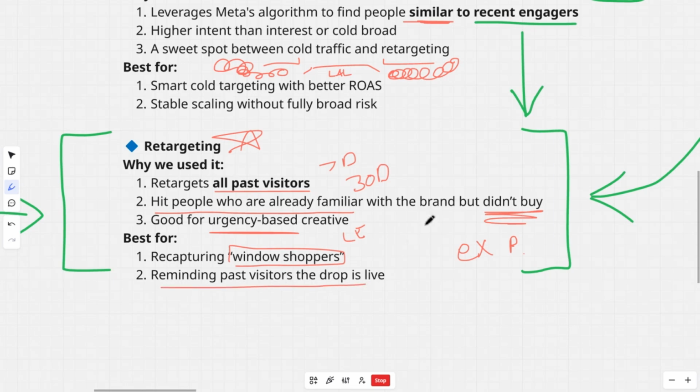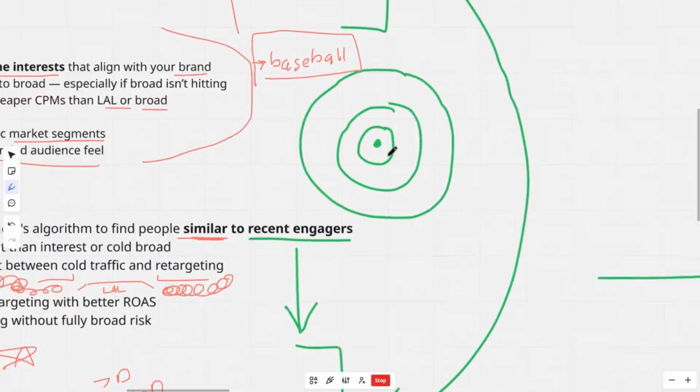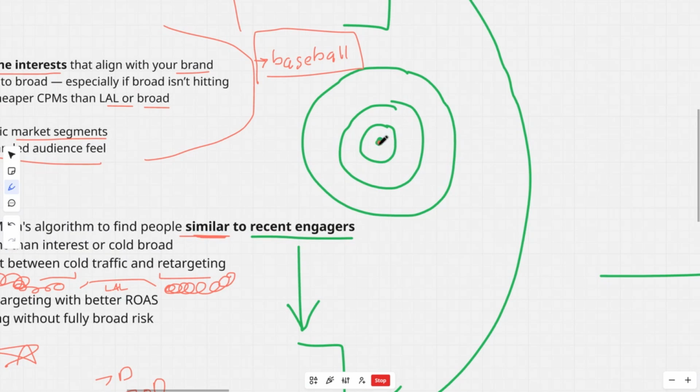So you're reminding your past visitors that the drop is live. Basically, this right here is your retargeting. This is going to always do amazing because it's people who are familiar with your product, people who like your business, and they're coming back or have already engaged with you.